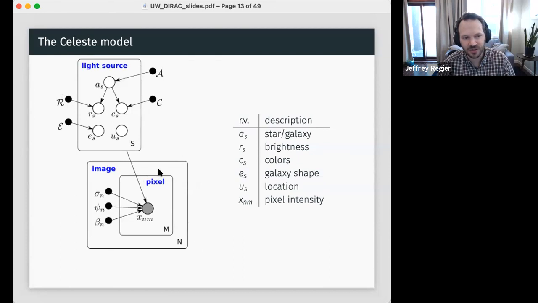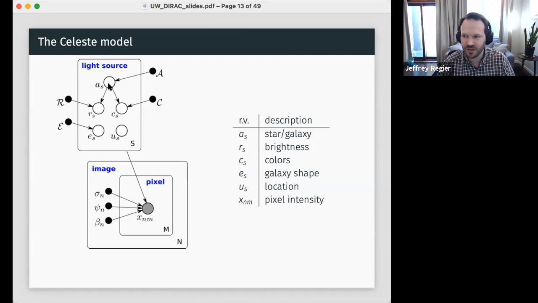So in this particular model that we propose for the data, the pixels are observed random variables, and the shading denotes that they're observed. It's the pixel intensity. Each image has m pixels, and there are n different images in our collection. The latent random variables are up top, and there are capital S latent random variables in this model. Each of the different light sources, from 1 to capital S, has an indicator variable that says whether it's a star or a galaxy.